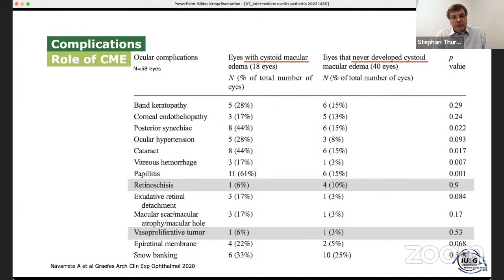In a publication from Israel, it was interesting to look at the complications, and they correlated that with the existence of cystoid macular edema. Those eyes that had cystoid macular edema, compared to the eyes that never developed cystoid macular edema, had much more frequent complications. So this indicates more active disease. Cystoid macular edema really is an important predictor of more complications and poorer outcome.